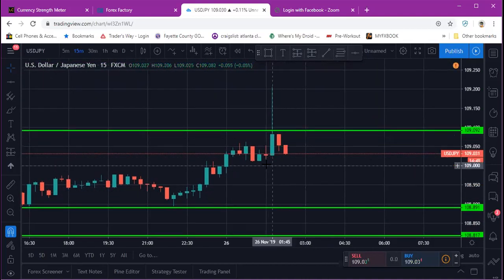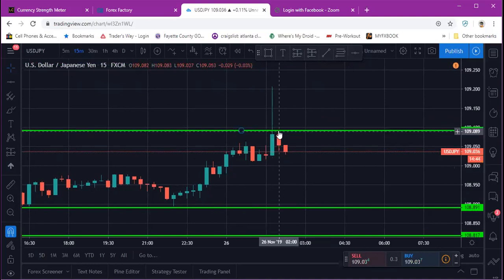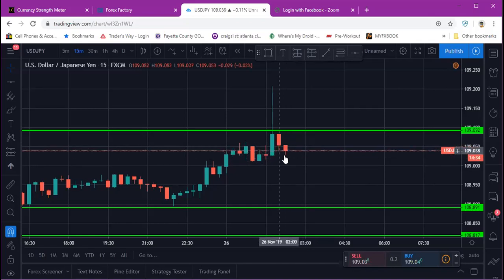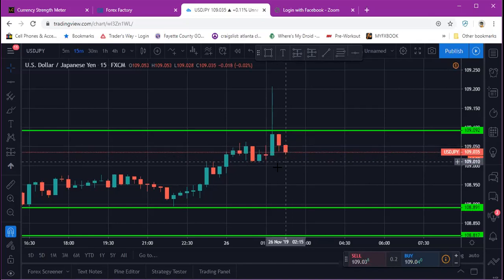Now look at this. Okay, for example, it came here, it rejected, okay, but we don't know if it's going to come back down. We have to wait. We have to get that confirmation. We're on a 15-minute. The second red one is coming. Yeah, this may be our confirmation. Might be. I want to see this break the bottom of this green candle. Okay, so I may not get in on that one. I may get in on the next one.